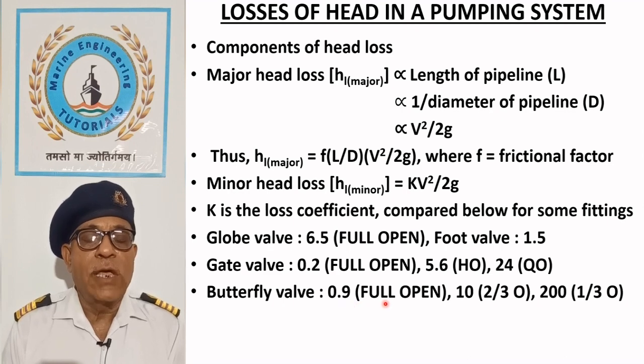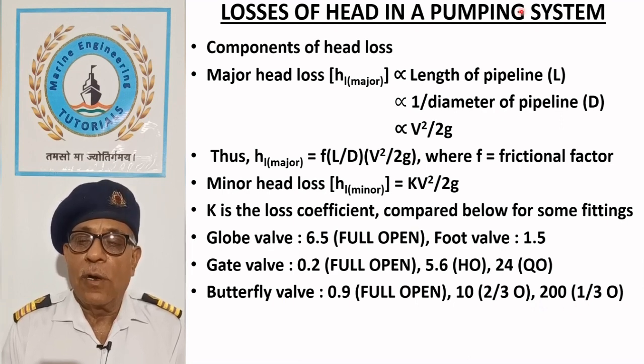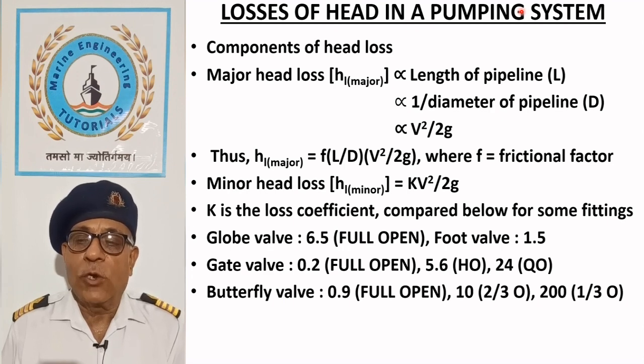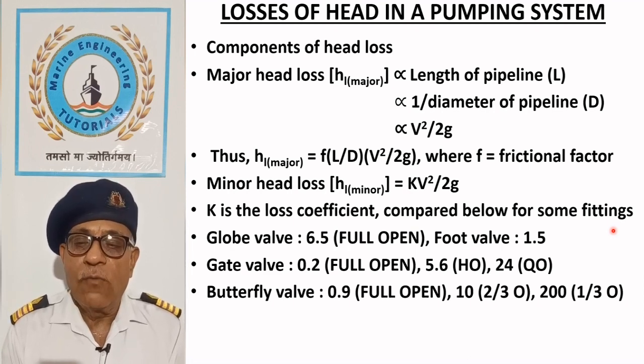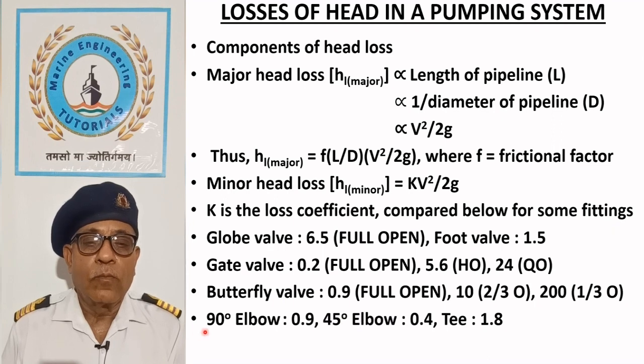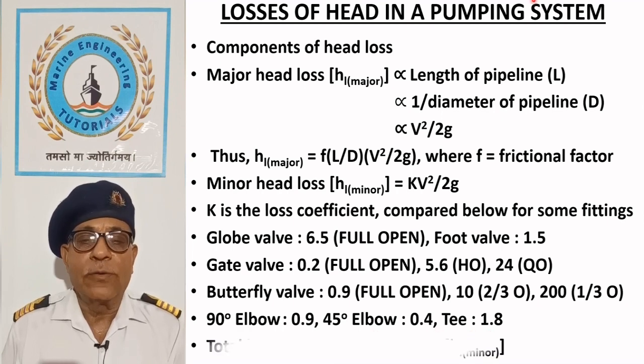Butterfly valve has K value 0.9 when full open, 10 when it is 2/3 open, and 200 when it is 1/3 open. This is the reason why a gate or butterfly valve is always equipped on the suction side of a pump and should never be operated with throttled suction valve. 90-degree elbow has value 0.9, 45-degree elbow has 0.4, and T has 1.8.